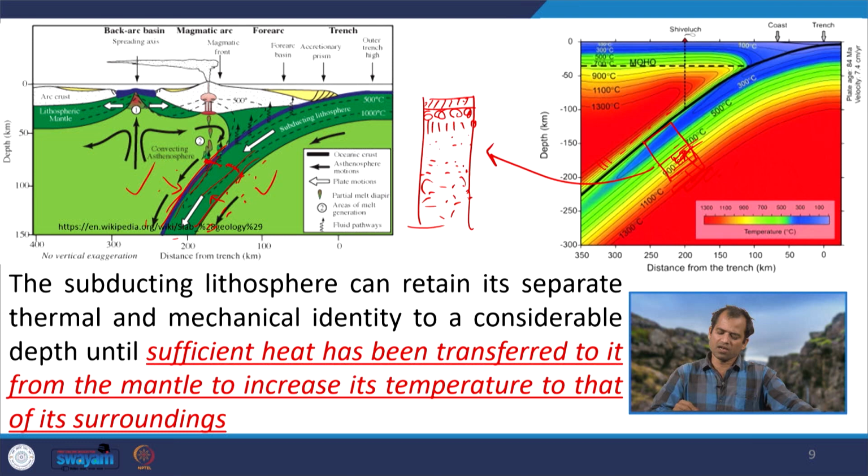So, that is why we have a uniform distribution of heat at the lower part of this lithosphere, which is peridotite in composition, and this is the mantle peridotite here. So, that is why there is a uniform distribution of the contours.